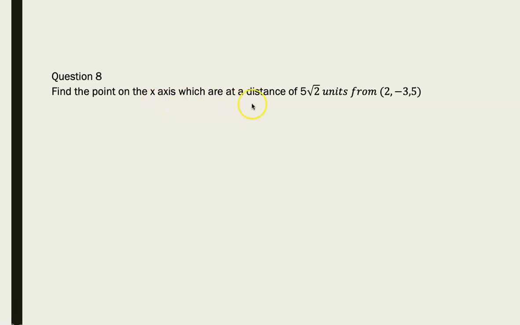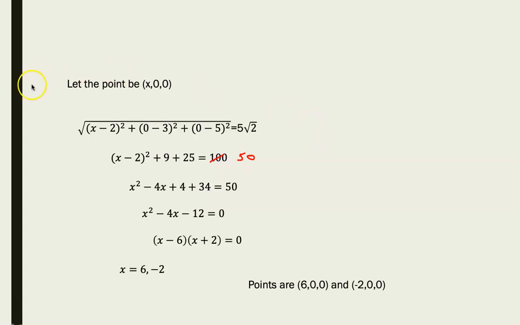Find a point on the x-axis which is at a distance of 5 root 2 units from 2, 3, 5. So let the point be x, 0, 0. So I get root of x minus 2 the whole squared plus 0 minus 3 the whole squared plus 0 minus 5 the whole squared. It is a distance of 5 root 2 units from 2, 3, 5. And you will get x minus 2 the whole squared plus 9 plus 25 is 50. So you get a quadratic x squared minus 4x minus 12 equal to 0. So your roots are 6 and -2. So your points are 6, 0, 0 and -2, 0, 0.